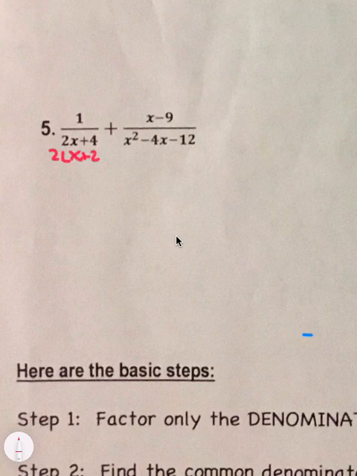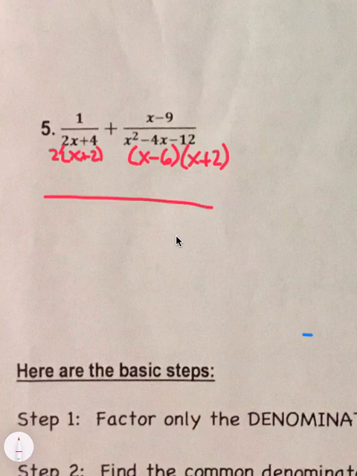This becomes 2 times x plus 2. I'm going to do x squared minus 4x minus 12. A times c is negative 12. The two numbers that multiply to be negative 12 and add up to negative 4 are negative 6 and positive 2. So I have x minus 6 times x plus 2. So that means my common denominator is 2. And then they both have an x plus 2. And then there's an x minus 6 left over that we need to include.